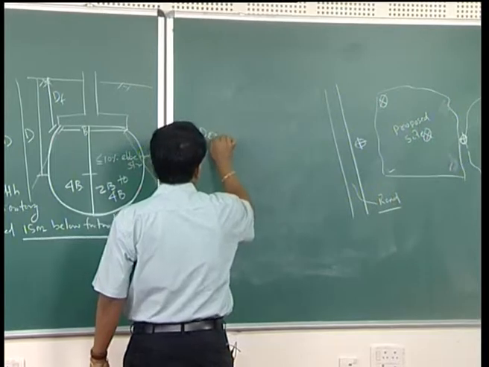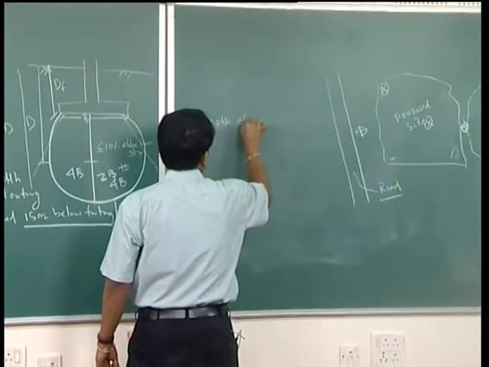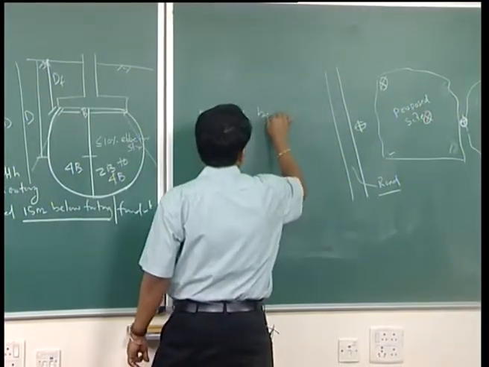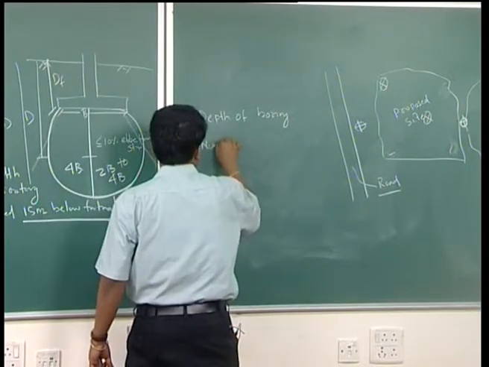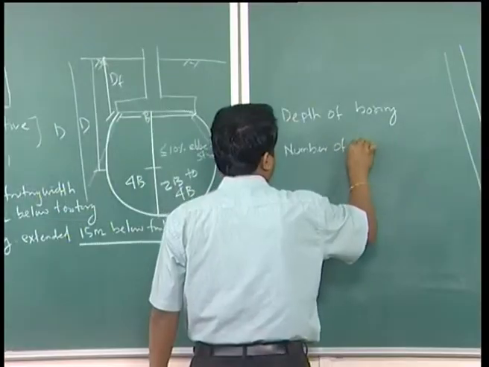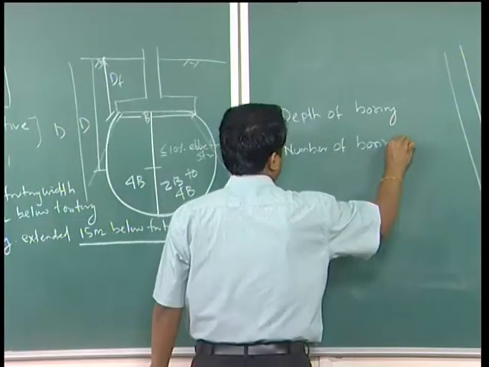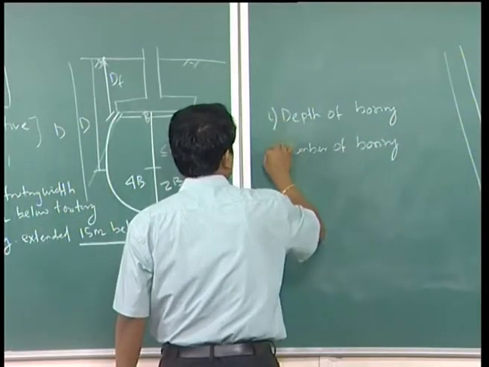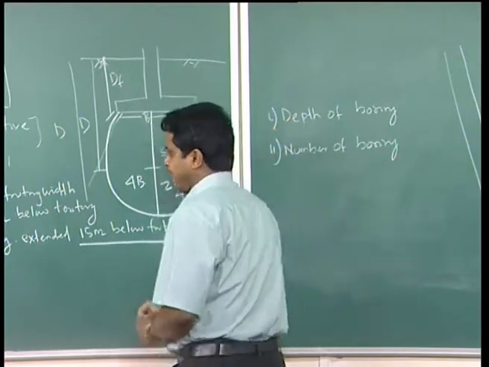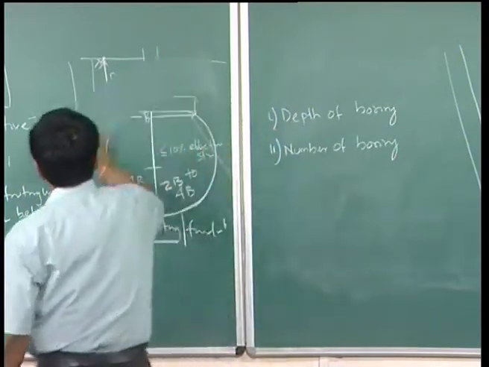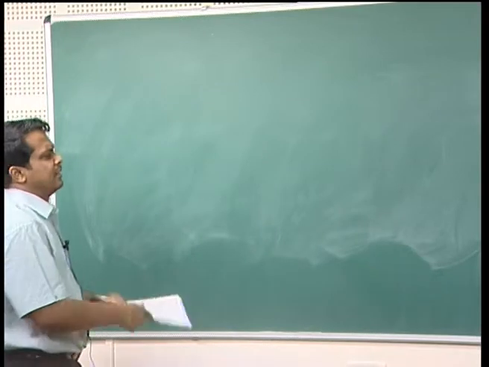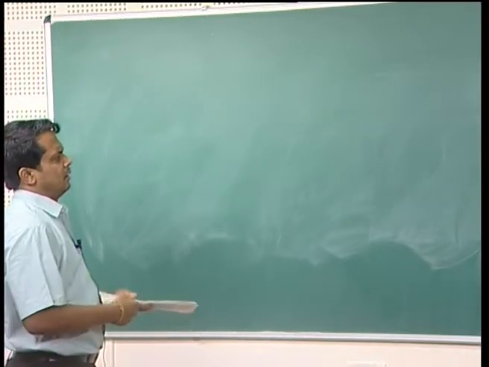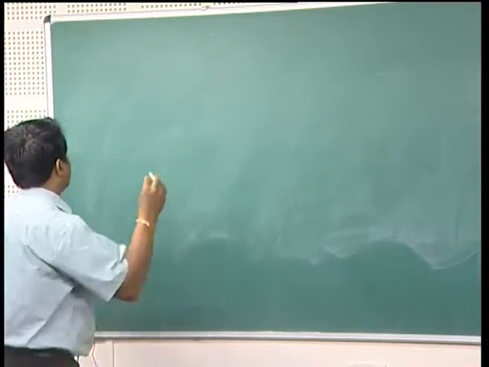One is your depth of boring, and second is your number of borings. Now let us start with boring. Now this is about planning depth and the number of bores. Now, boring.